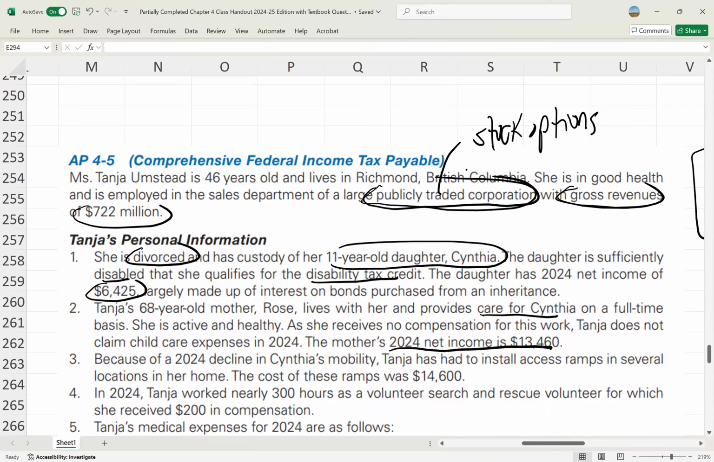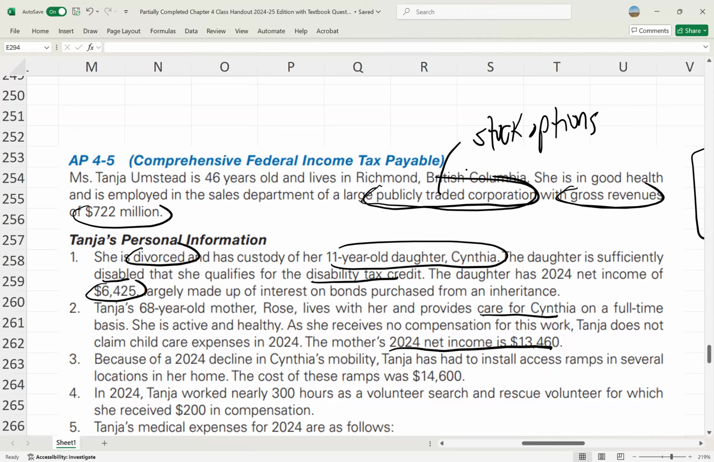And Tanya is divorced. So Tanya does not qualify for the spousal tax credit because Tanya is not married and is not in a common law relationship. So remember we said that if you are not in a spousal or common law relationship, you don't qualify for the spousal tax credit. But what you can claim instead is the eligible dependent. But you can only claim one. You can only claim one dependent using the eligible dependent. So then the question is, do we claim Cynthia or Rose, the mother?